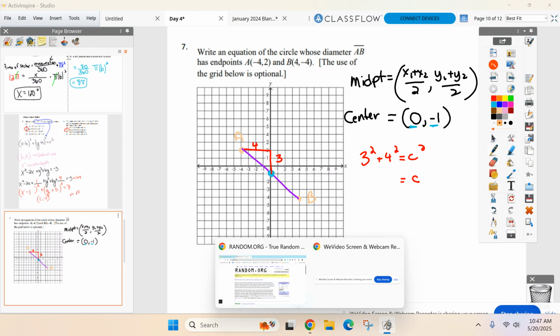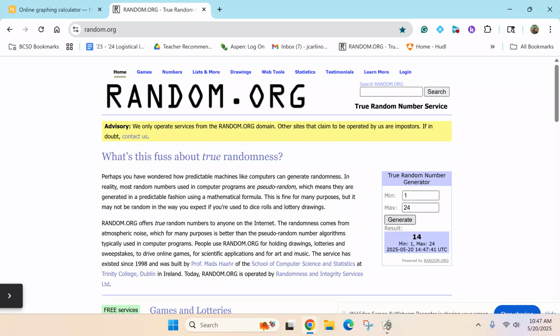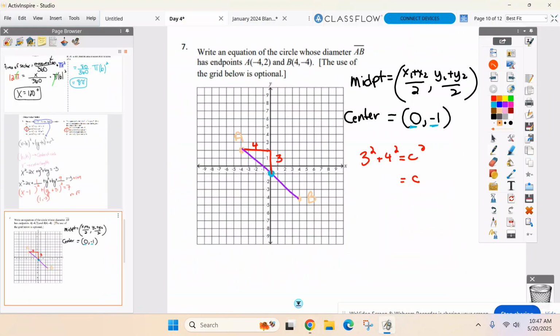What is the length of the radius here when you have it? Length of the radius, Theo, when you have it? 5, good. All right, we have everything we need now except for the answer, the equation. Here's your H, here's your K, here's your R value. We have everything we need. So let me know what's going in the first parenthesis here.